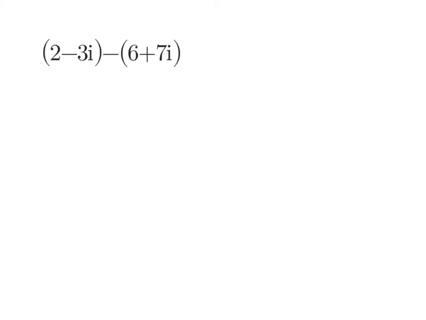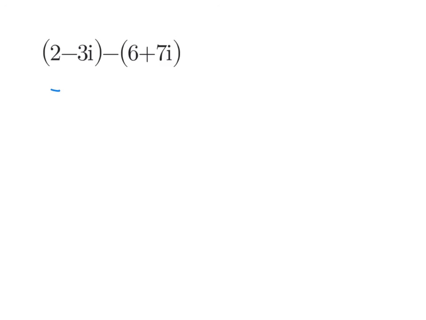Be careful when you have subtraction in there. The most common mistake I see is people will go, oh, 2 minus 6 makes negative 4. And then I got negative 3i plus 7i makes plus 4i. And you completely ignore the minus that's in the middle there.